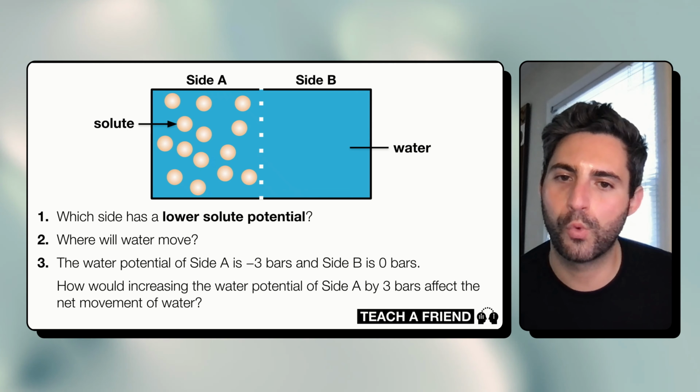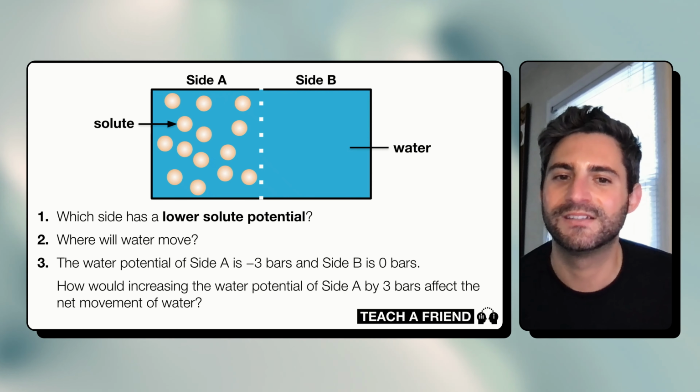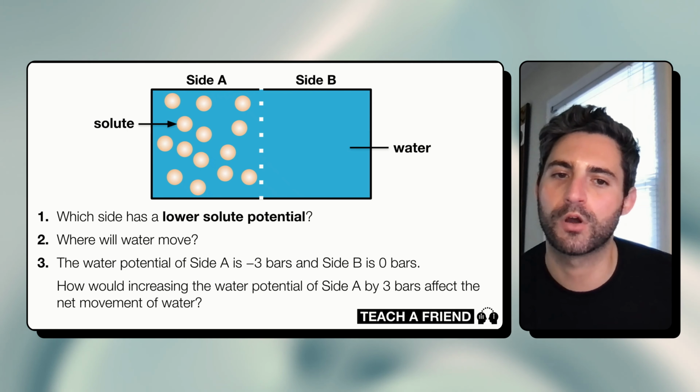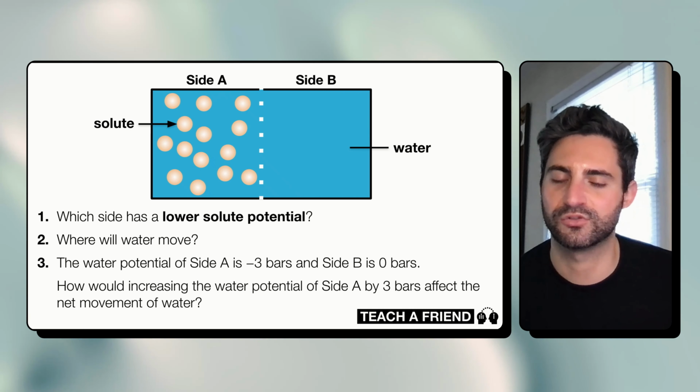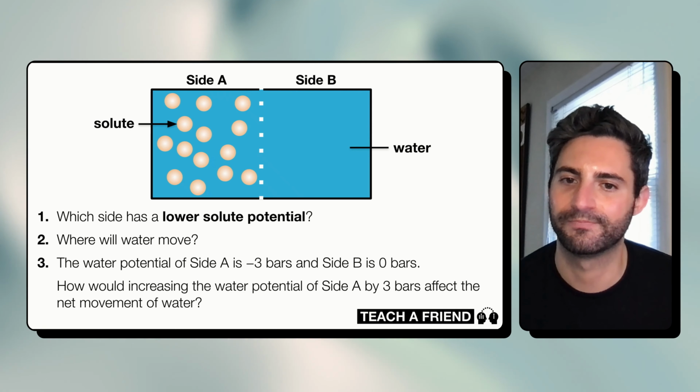For number 2, where will water move? I hope you said that water will move from side B to side A, and that's because water will move from an area of high water potential to an area of low water potential. In other words, water will move to help dilute solutes.